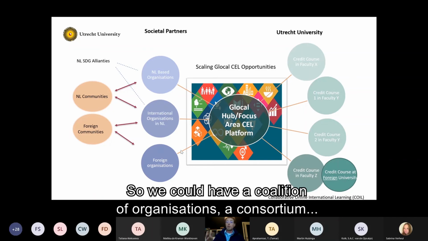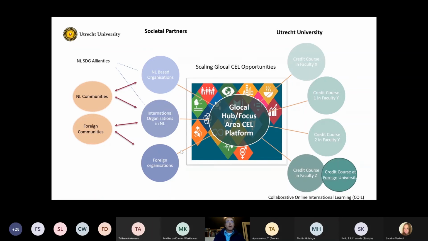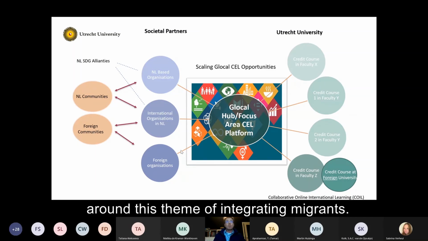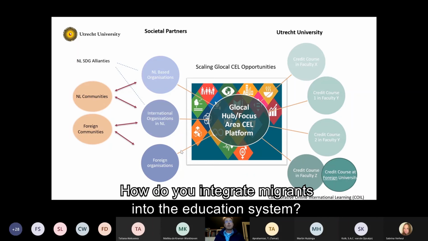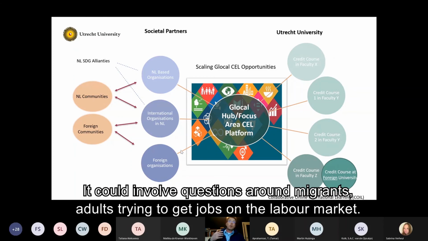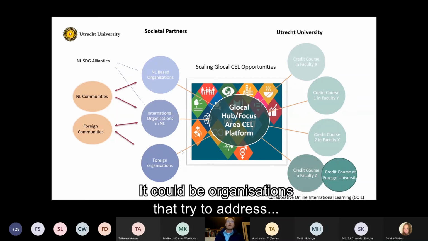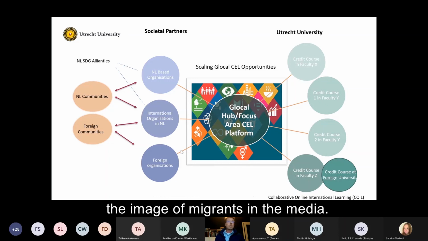Organizations are working on that from a variety of angles. So we could have a coalition of organizations, a consortium, around this theme of integrating migrants, and that might involve people that focus on the educational aspects. How do you integrate migrants into the education system? It could involve questions around adult migrants trying to get jobs on the labor market. How do you facilitate that? It could be organizations that try to address the image of migrants in the media.